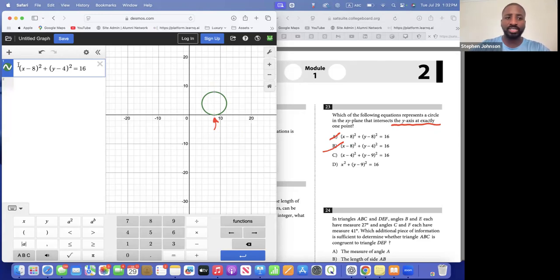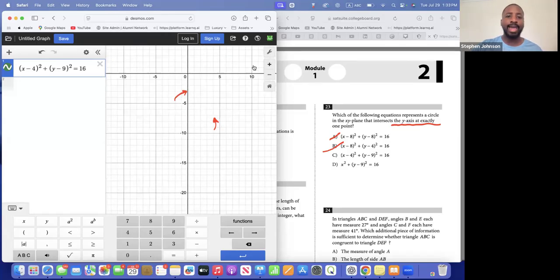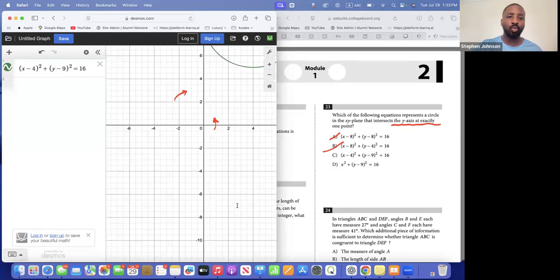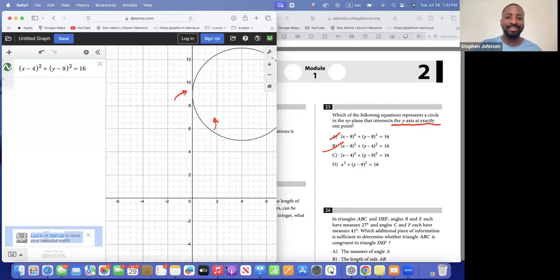So that's gone. So now choice C, instead of x minus 8, it's x minus 4. And instead of y minus 4, it's y minus 9. That is it, right? There we go. That circle touches our y-axis at exactly one point right there, right? It touches exactly at one point right here. So choice C better be the right answer. On a real test, I probably would just go with it. Let's just make sure though.